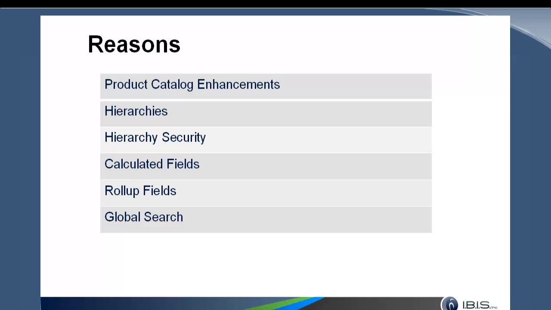So, I know there's 6 reasons here, but some of these roll up into each other. Today we'll talk about product catalog enhancements, hierarchies in CRM, hierarchy security, a new feature called calculated fields, as well as roll-up fields, and we'll wrap up with global search.